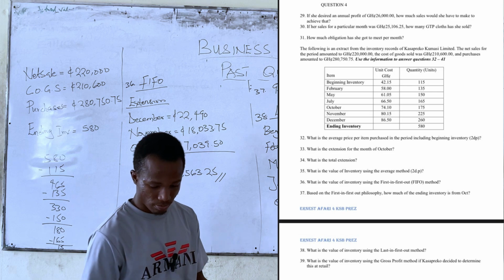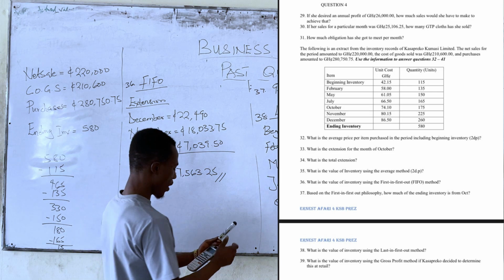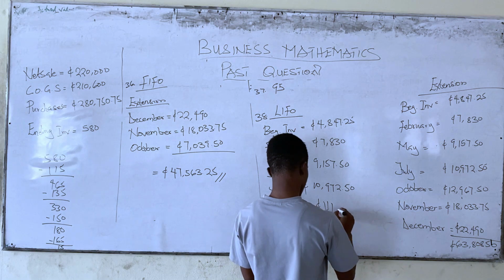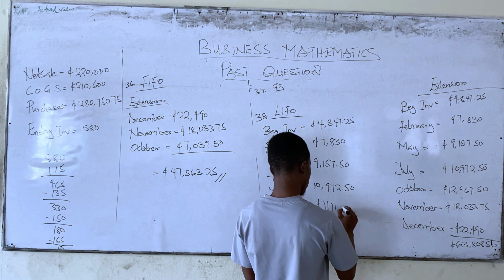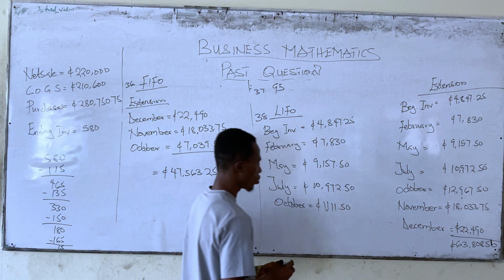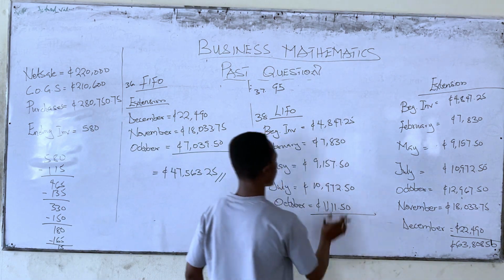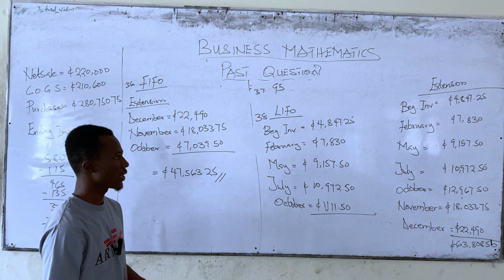0.10. Okay. So we have 1.50. Is that good? Yeah, so this is the extension for October. Then we add everything to get our answer.